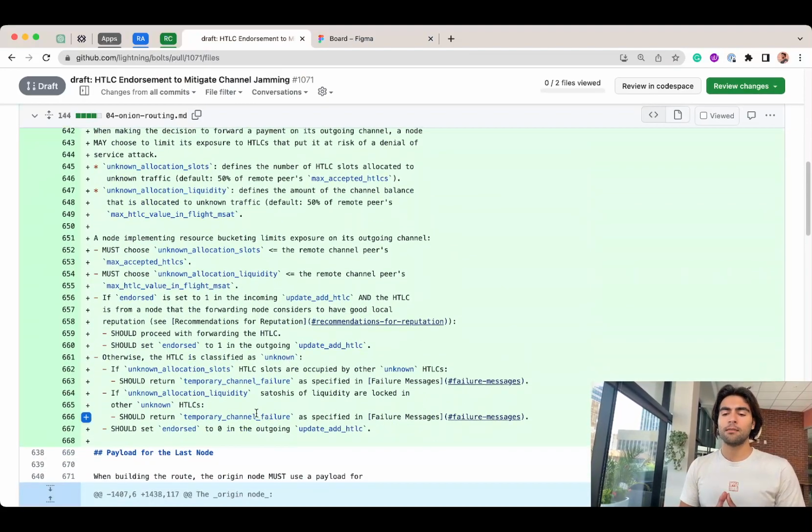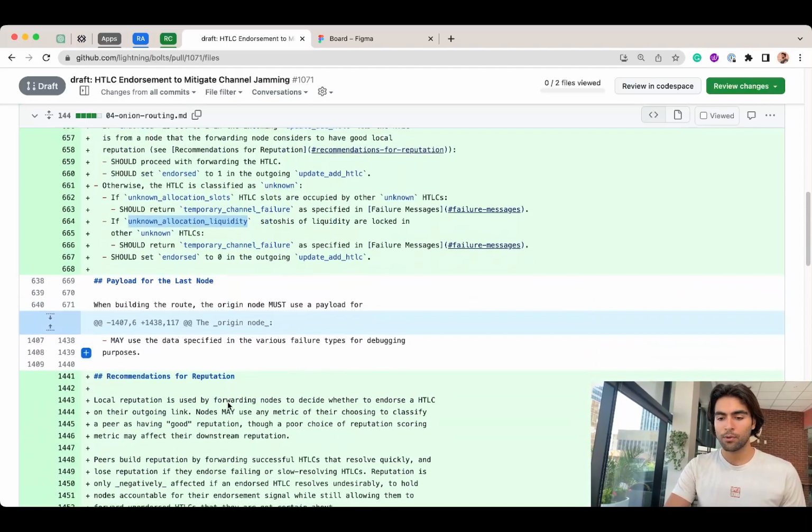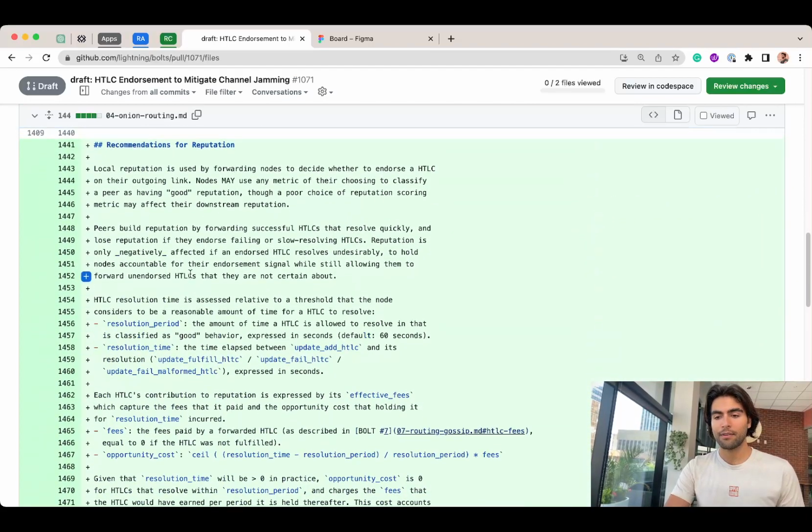In the first part we did see that we basically break our capacity into two parts: an unknown allocation liquidity, and a part of it that is saved for the endorsed payments. And we also saw how the endorsed field works. In the second part, we have recommendations for reputation. So we have a recommended reputation system for a node to calculate the reputation for its neighbors.